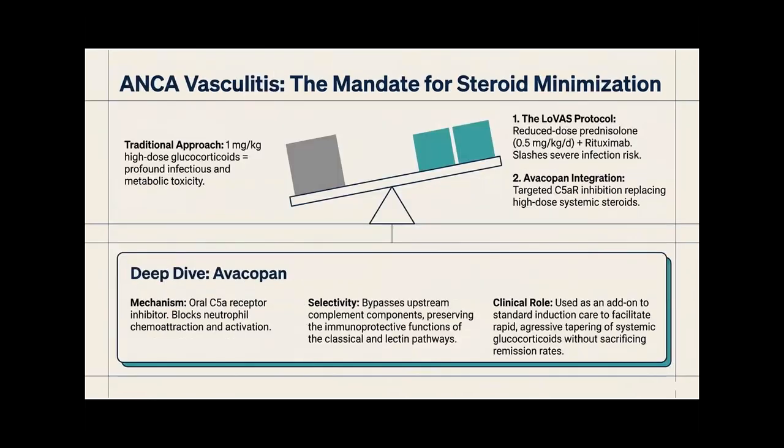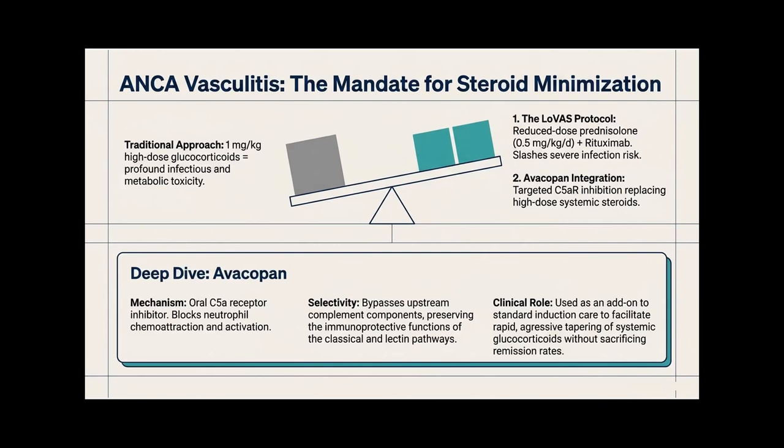Okay. Now, this is ANCA vasculitis. Mandates steroid minimization. In ANCA vasculitis, traditionally you give 1 milligram per kilogram body weight. Now, we are reducing the dose of steroid in ANCA vasculitis. Only 0.5 milligrams per kilogram plus rituximab we have to give. If you add rituximab, you can minimize the toxicity and reduce the steroid dose to half.